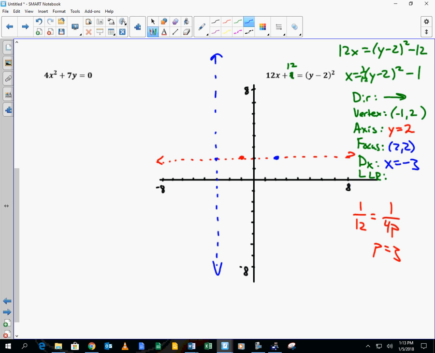The length of the latus rectum, absolute value 4p. 12. So I'll move 6 units on each side, which will make a total of 12. So 1, 2, 3, 4, 5, 6. And 1, 2, 3, 4, 5, 6.